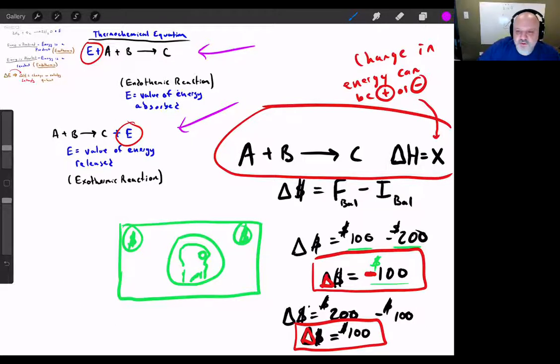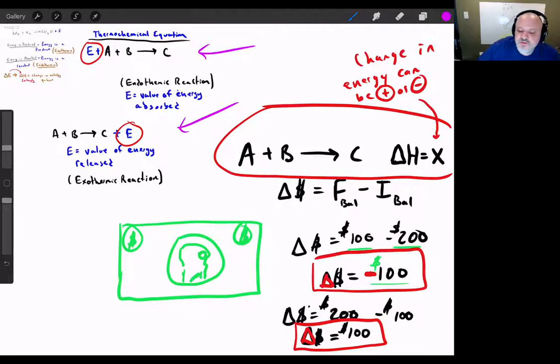I went to the store and spent $100. I went to the bank and deposited $100. Are both of the changes in my bank account positive? They're not. But how come I didn't say one of them was negative $100?